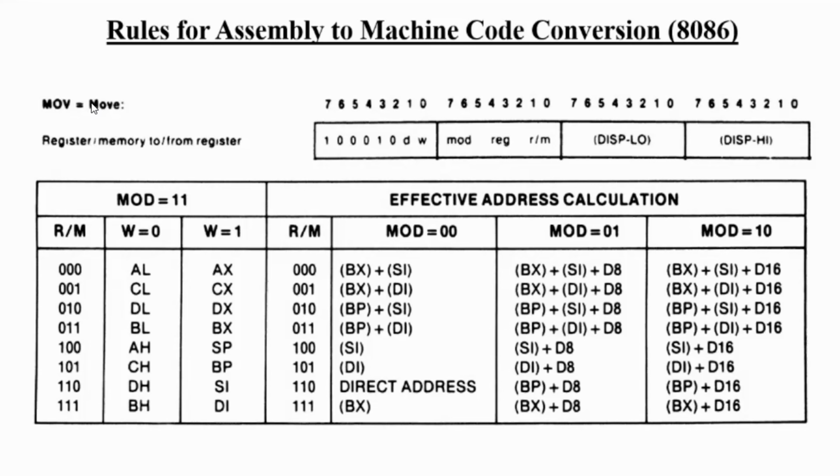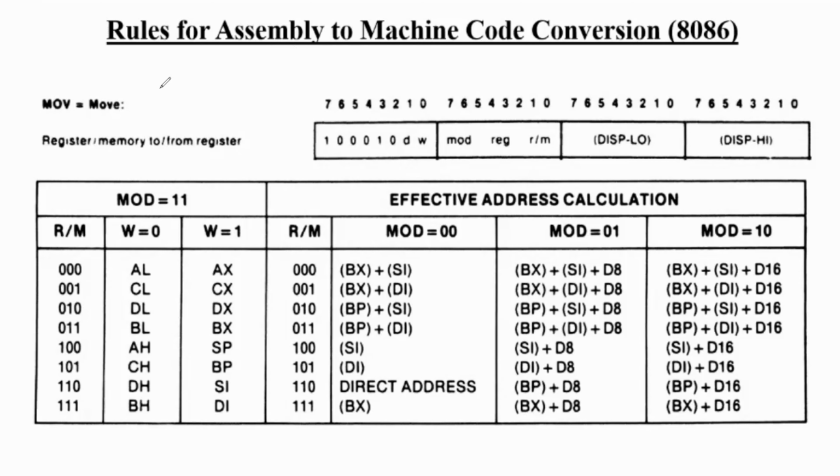In this video tutorial, I'm going to explain the basic rules for assembly to machine code conversion for 8086 processors. I have taken a sample format from a book, which I will mention in the description, so you can check the book name. And from the same book, I have also taken this effective address calculation table. So these two things are required: the format of the instruction and the effective address calculation table. We have to follow this format.